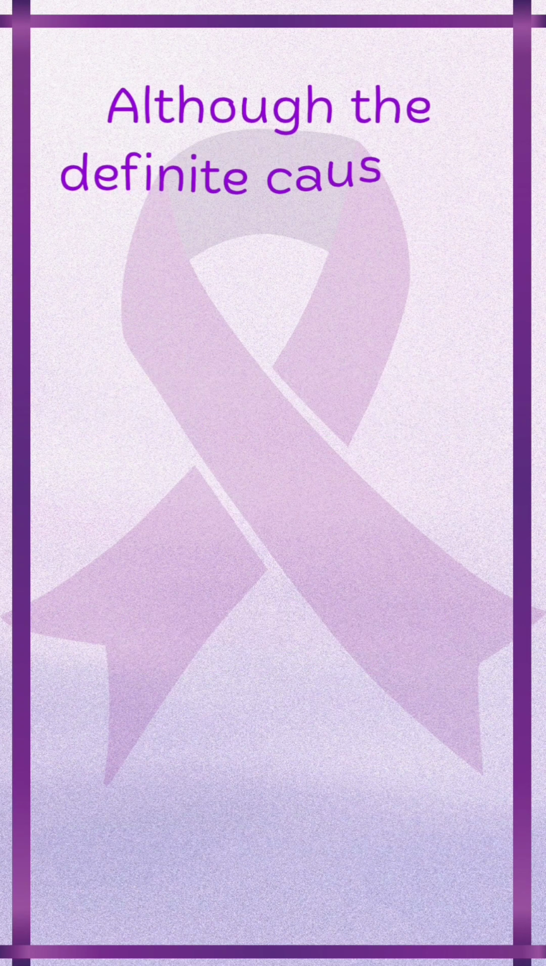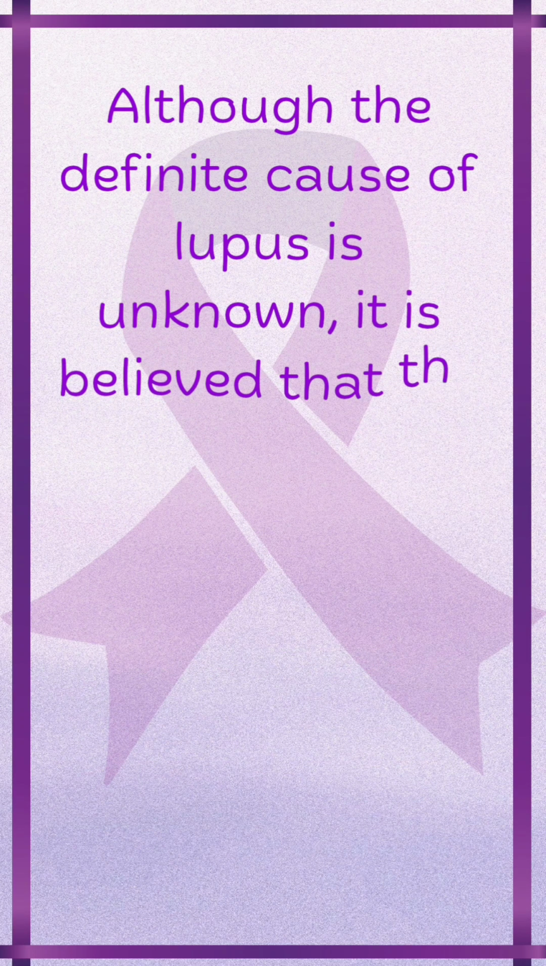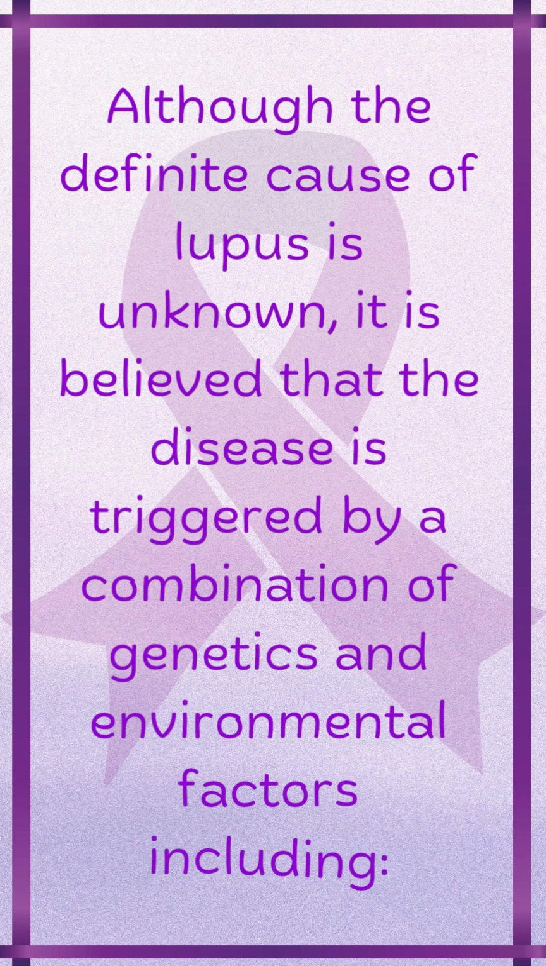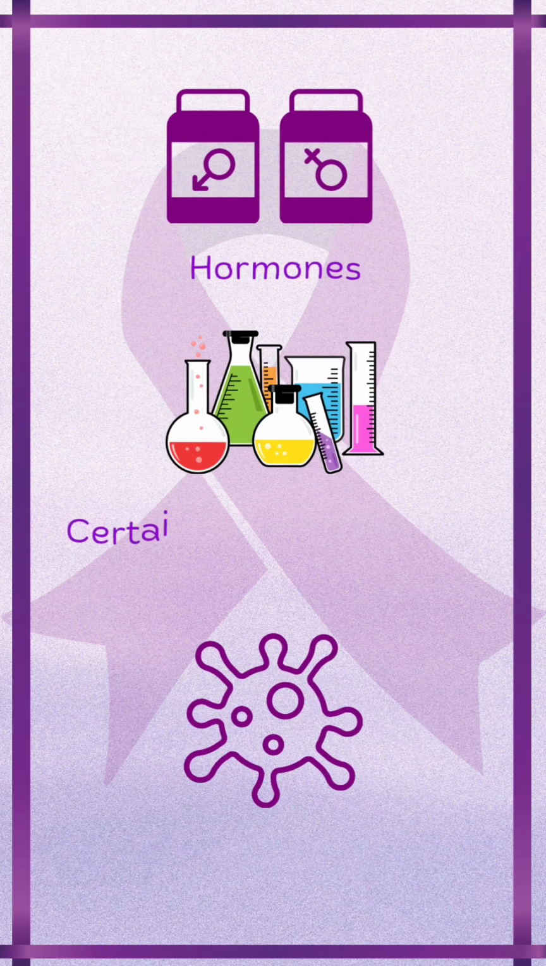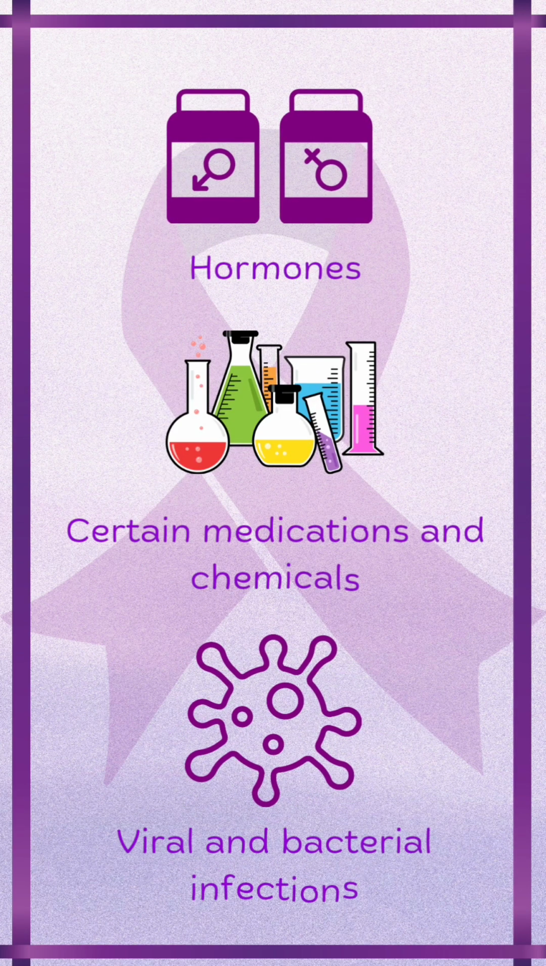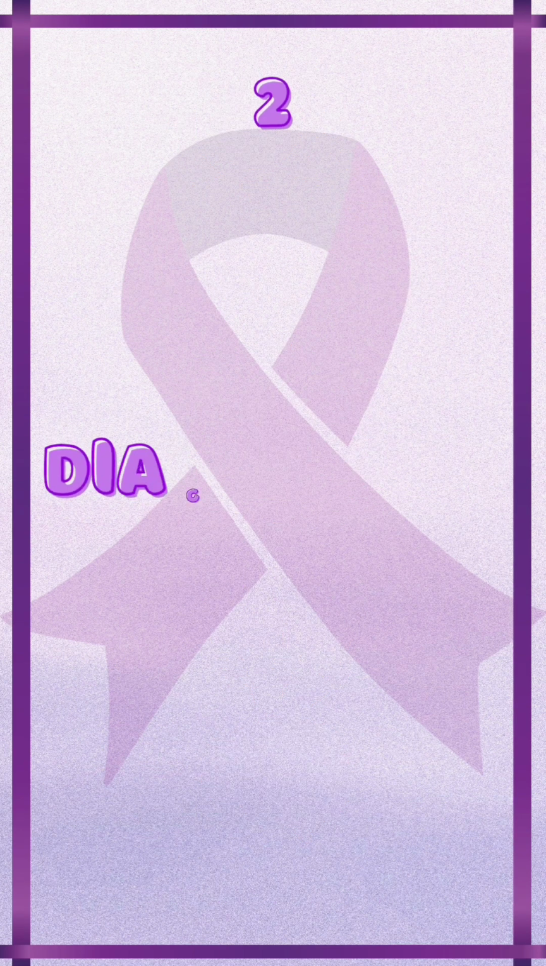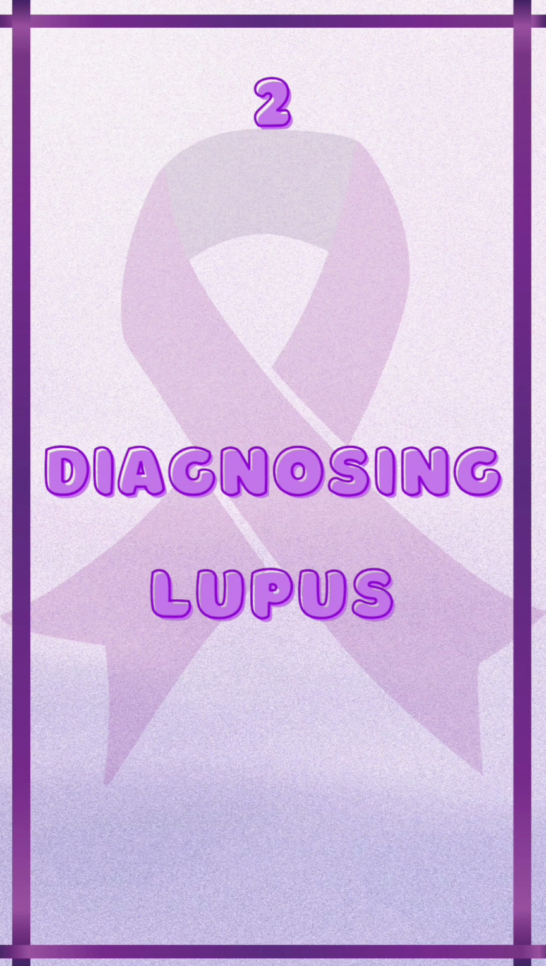Although the definite cause of lupus is unknown, it is believed that the disease is triggered by a combination of genetics and environmental factors, including hormones, certain medications and chemicals, viral and bacterial infections, exposure to UV light, dietary factors, and stress and trauma. Now, let's get into diagnosing lupus.